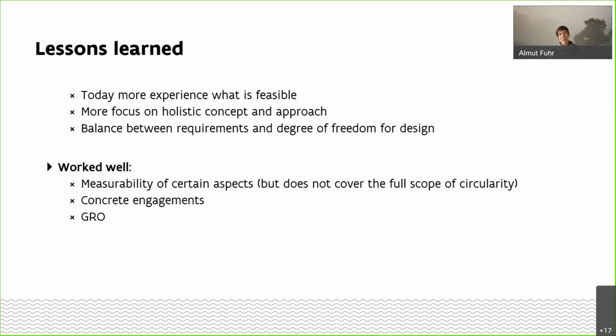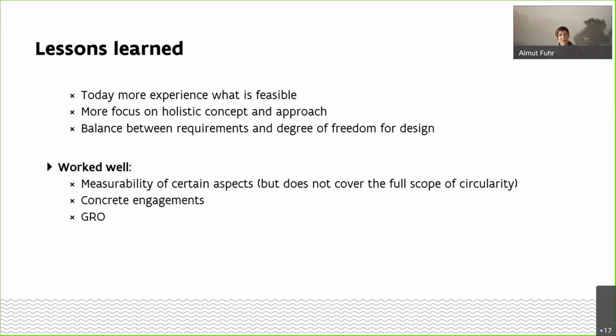And there's always going to be a balance between requirements and the degree of freedom for design. In our buildings, we have quite a lot of requirements. We have difficult clients. So this for us is quite a difficult balance to find. And we're trying to broaden the degree of design so we get better ideas and have less impact, but that's not always feasible for us.